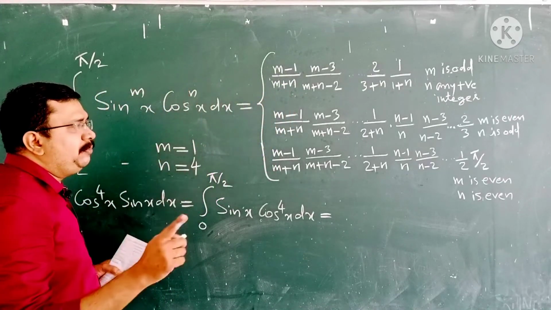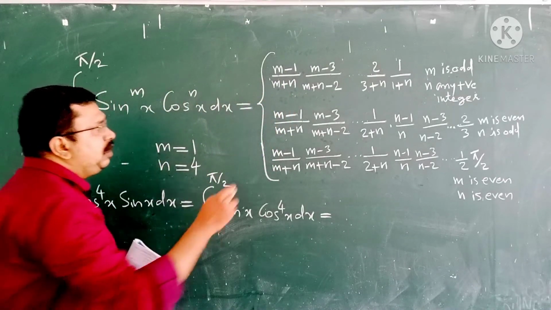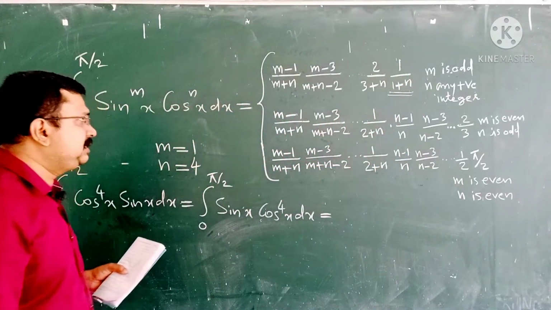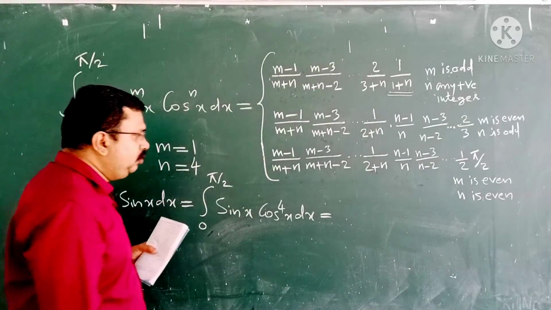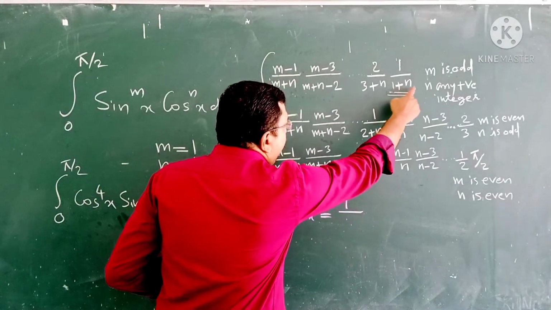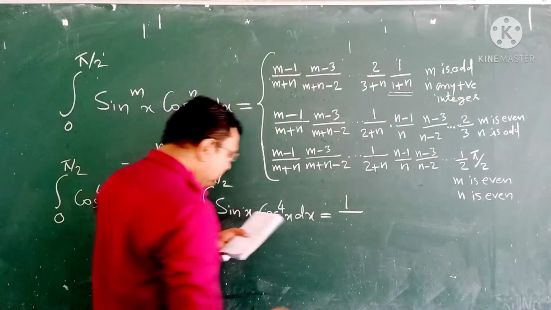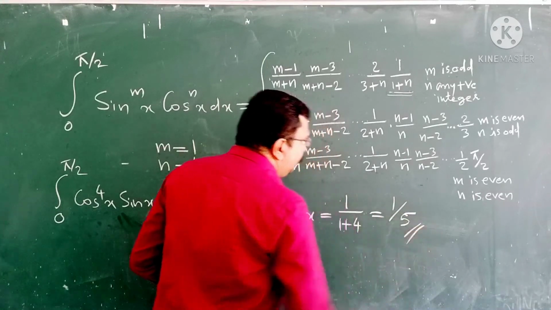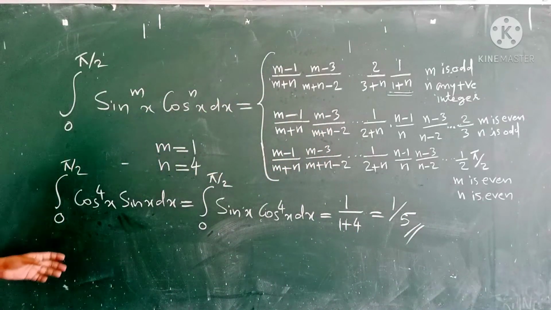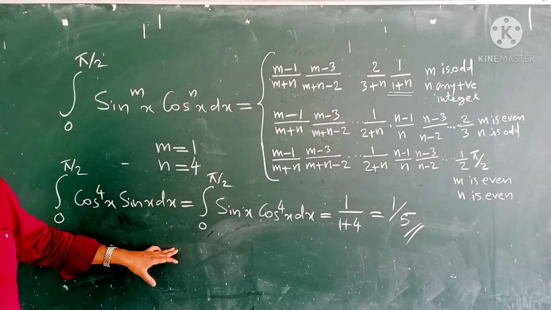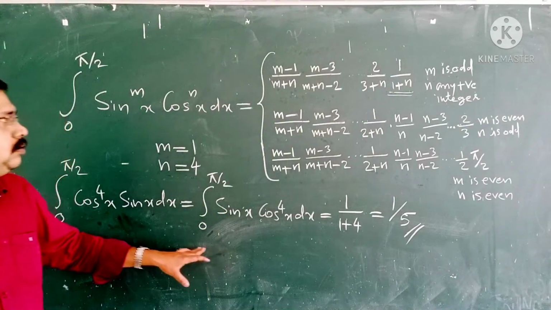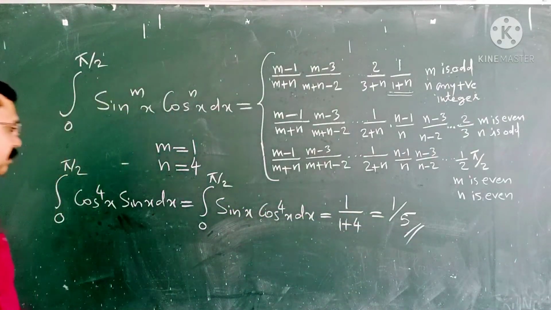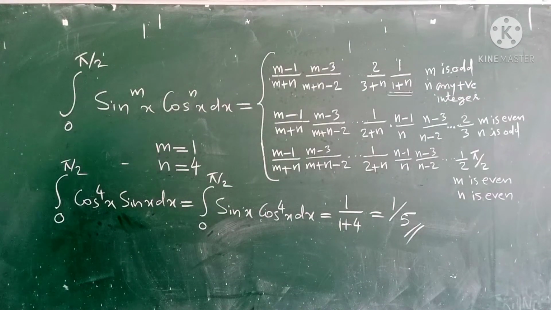In this case, we may take only the last term, 1 by 1 plus n. That is equal to 1 by 1 plus n. N is 4, 1 plus 4. That is our final answer, 1 by 5. 1 by 5 is our final answer. Please write down on your notebook.